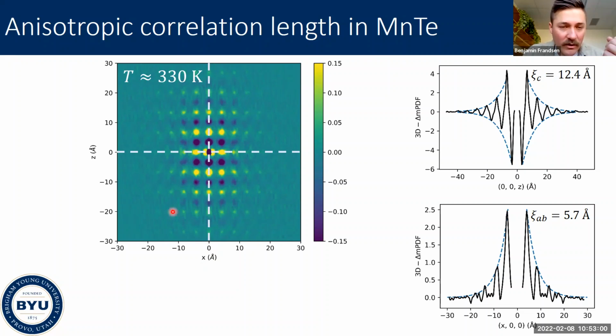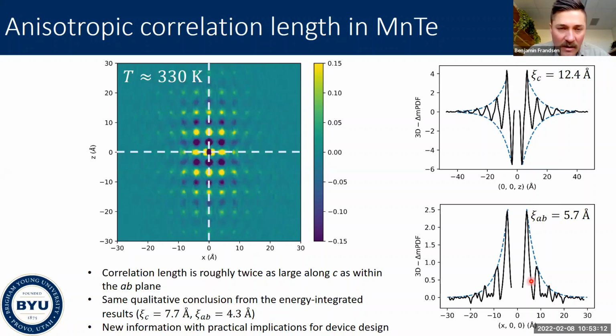And you can see that just by looking. You can see that the correlations are more well-defined in this vertical direction than in the horizontal direction. And that's borne out as well by fits to the data here. So we can gain a lot of information about the short-range magnetic correlations in manganese telluride through this magnetic PDF technique. In this case, three-dimensional magnetic PDF from a single crystal of manganese telluride.